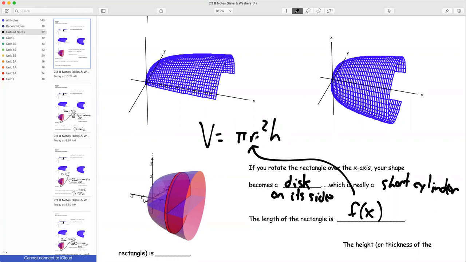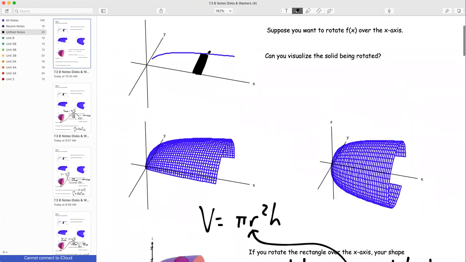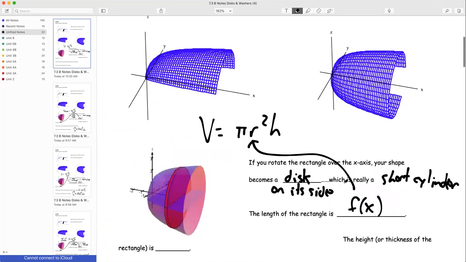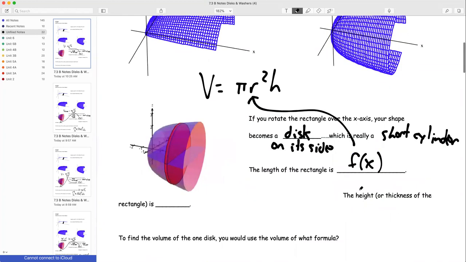So let me go back up there. If I take this rectangle and rotate it about the x-axis, the base is going to be a circle, and the distance from x up to the curve would be the radius of that base. Everybody see that? So r squared comes from the actual function. The height or the thickness of the rectangle is going to be denoted by dx. And I will show you why.